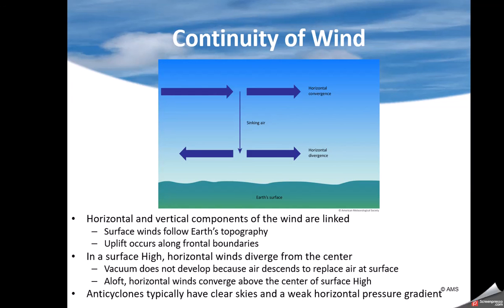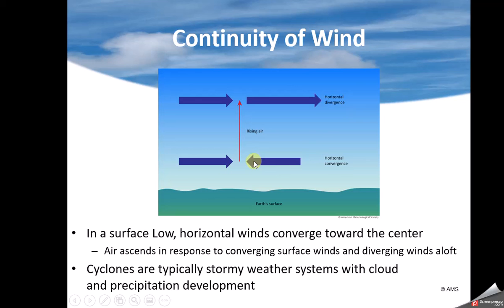There's a continuity to the air. It's all fluid. So if you have very fast winds hitting slower winds in the upper atmosphere, you're going to have convergence, causes sinking air, which is going to cause higher divergence at the surface. And the opposite is just true.